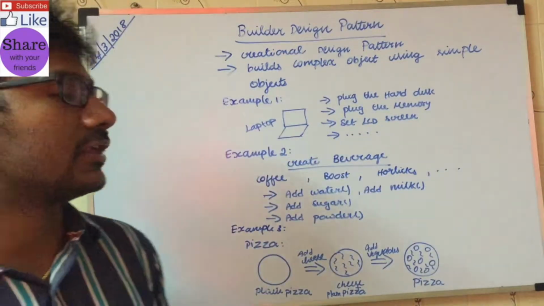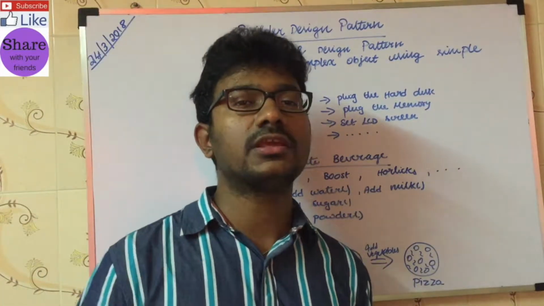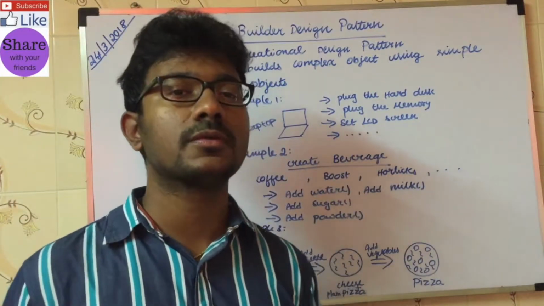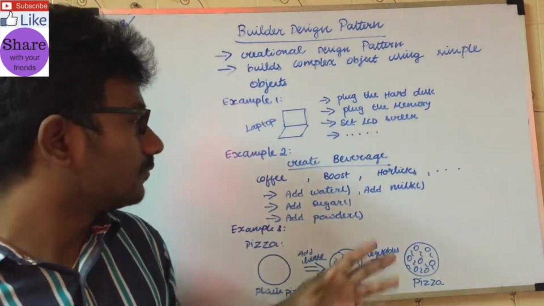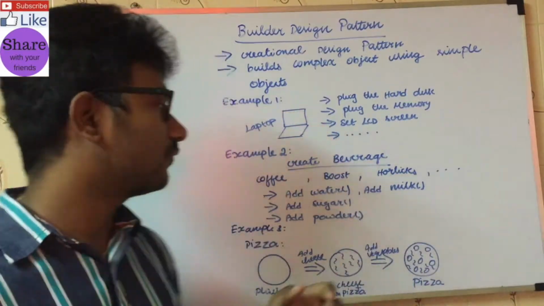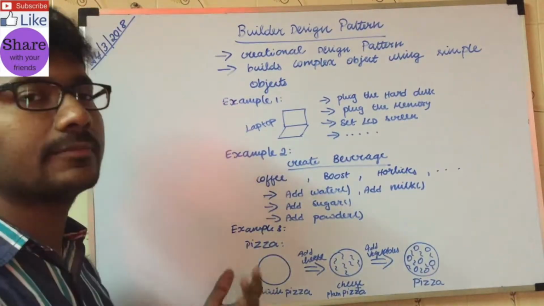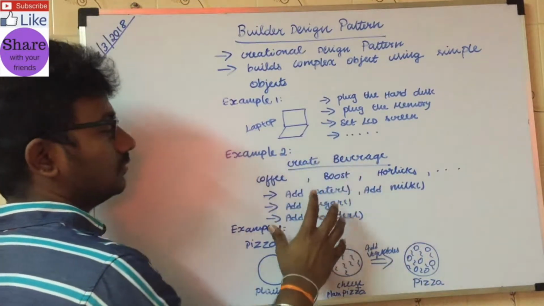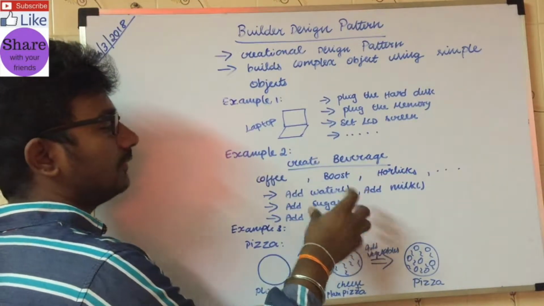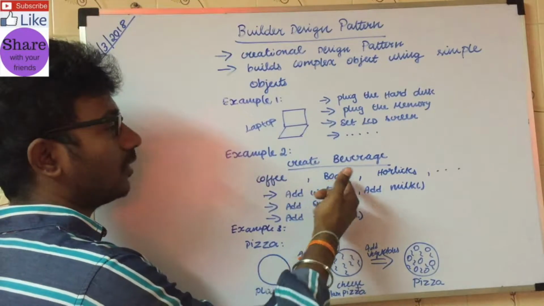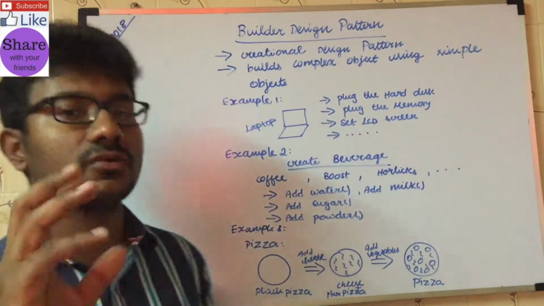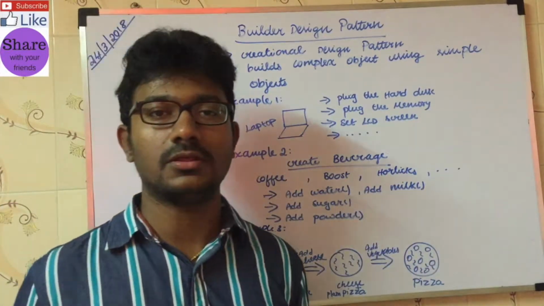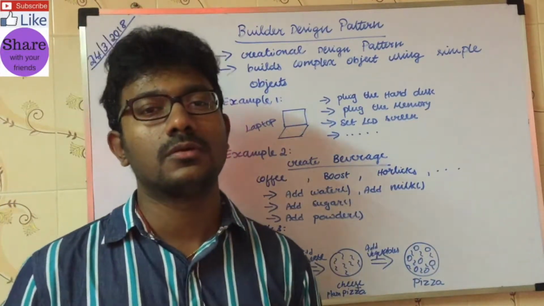And the second example is, if you need any beverage like coffee, Boost, or Horlicks, what the beverage maker does is follow these steps in a generic manner. For example, first add water and then milk and then sugar. Finally, when it comes to powder, they will decide whether it's coffee powder, Boost powder, or Horlicks powder based on our requirement. So these steps are very generic to create an object.